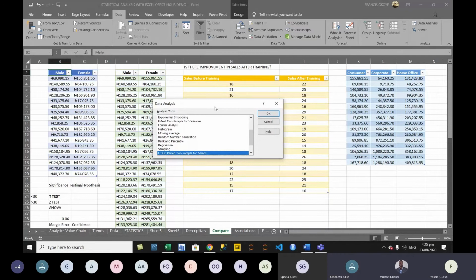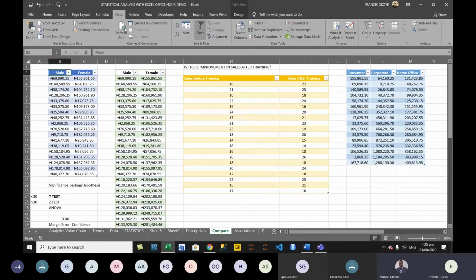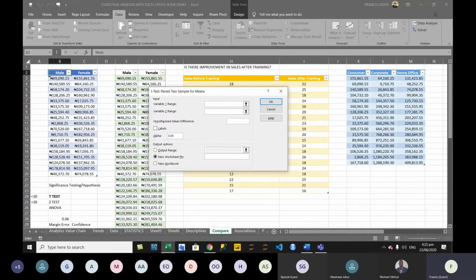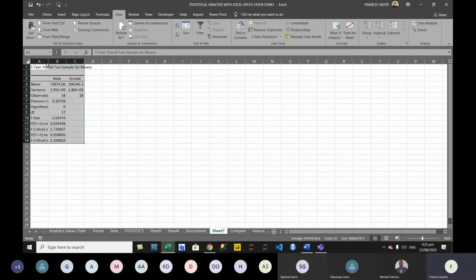Okay, so I come to my data analysis, t-test. I select the t-test. So why am I selecting the t-test? Because the sample size is small. Then I pick my data for male, pick my data for female, click on labels, and maybe I want it to show on a new sheet. So click OK, and the result is out.